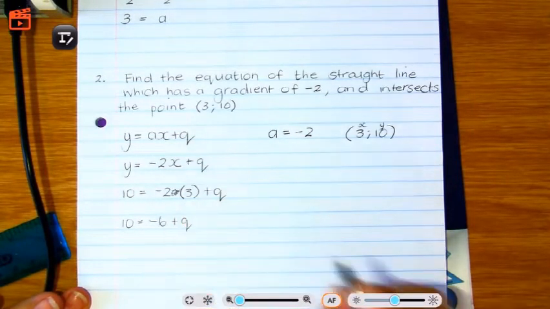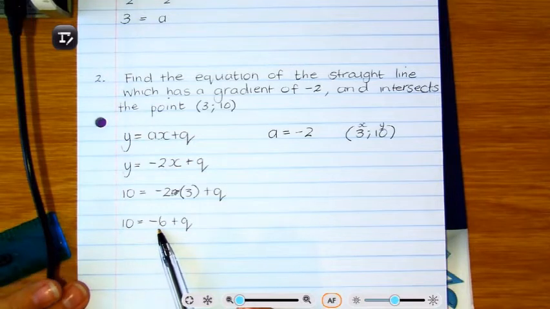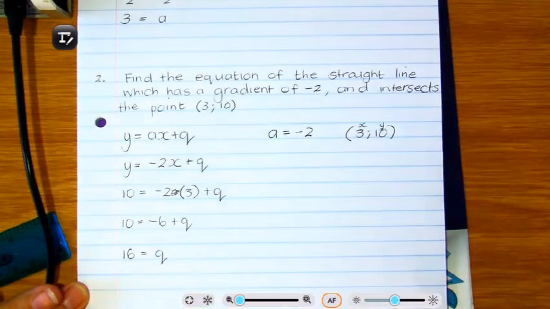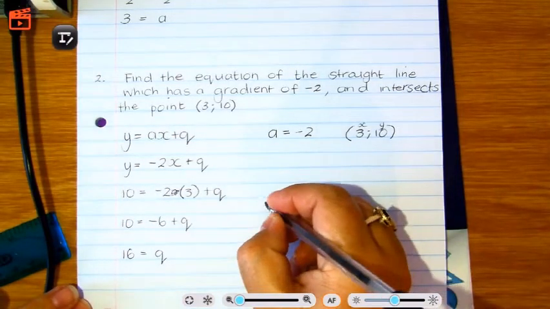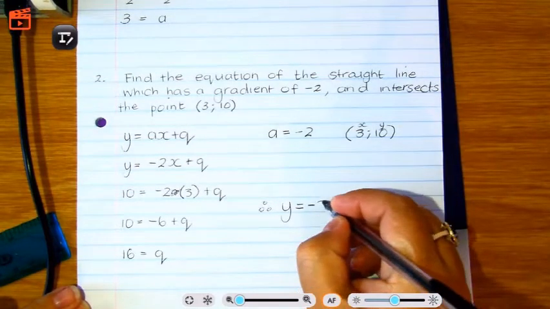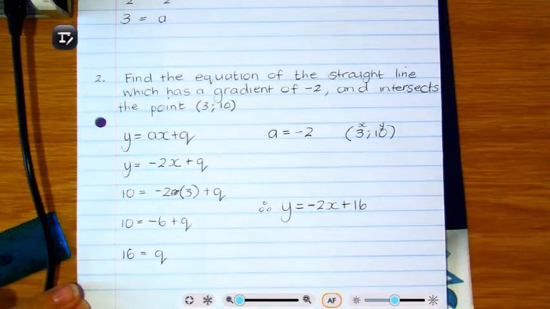From there, I want q on its own, so I need to get rid of everything around it. So I've got -6 there. To get rid of it, I would add 6 to both sides. So 10 plus 6 gives me 16, and now q is all alone, which means I found my a value and I found my q value. So now I can just put them back into my standard form, and that will give me the equation. Therefore, y is equal to my a, which is -2x, plus my q, which is 16. And that is the equation of my straight line: y = -2x + 16.